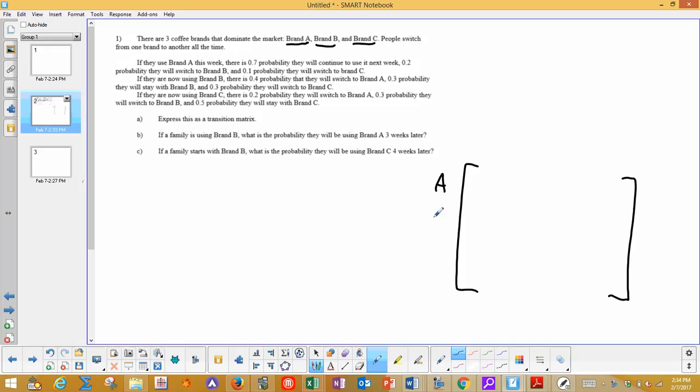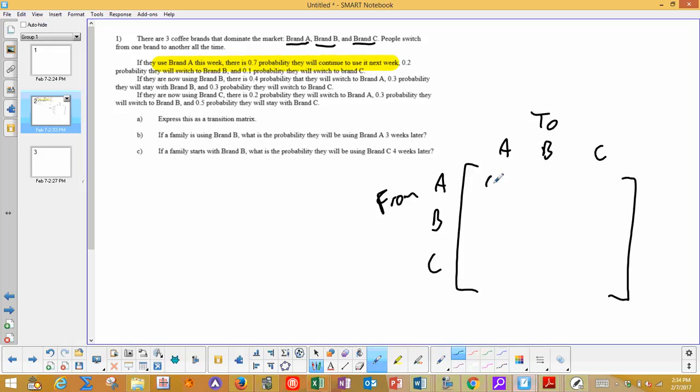And we're going to label it A, B, and C, and A, B, and C. And this is filled with probabilities that families will move from A, B, or C to A, B, or C. So here, if they use brand A, there's a 70% probability that they'll use it next week. So that would mean from A to A is a 0.7. And there's a 20% probability they use B, and a 0.1 that they use C. And if you notice, all 3 of these add to 1, which has to be true, because something has to happen.